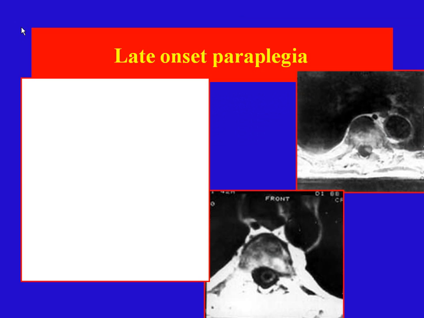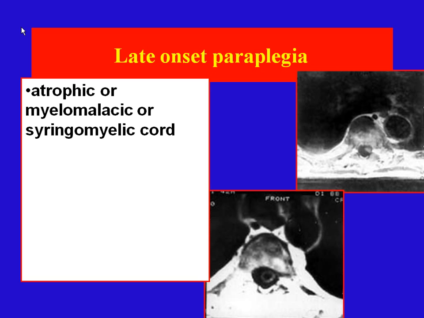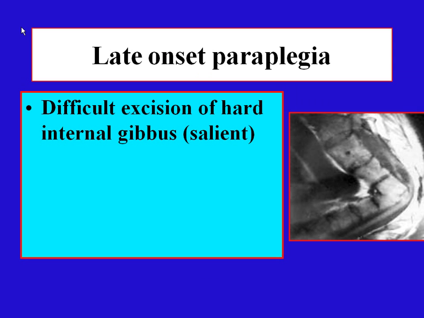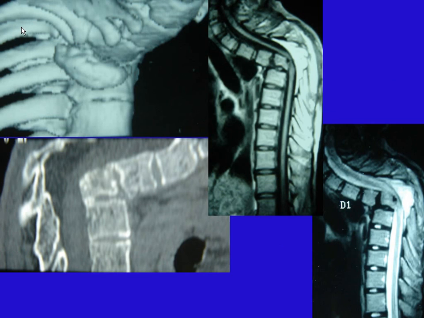And particularly if they develop a late onset paraplegia, then the prognosis is going to be further bad. Because we know in this late onset paraplegia, the spinal cord becomes atrophic or myelomalacic or syringomyelic, and even a vascular insult to the cord takes place. Hence, whenever surgery is done, it's very risky. It's always a bad prognosis because excision of this internal salient, this hard internal salient, is very difficult, and inadvertent handling of the cord may leave permanent paraplegia. So hence they are poorer prognostic cases, with risk of neural deterioration after surgery, and that is the example one could see here. One could see here this internal salient.